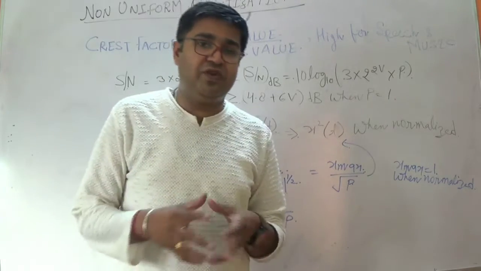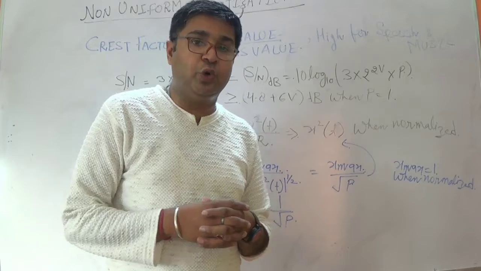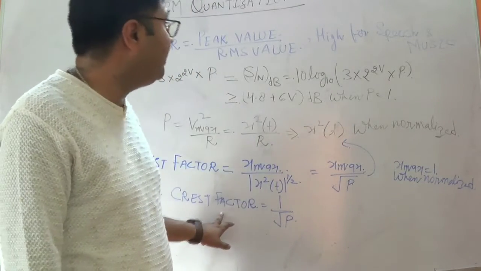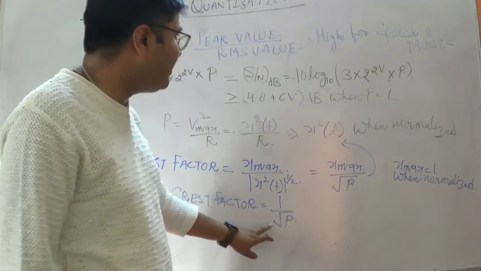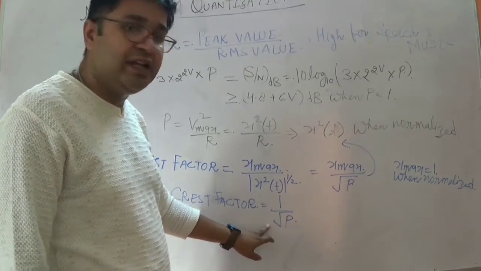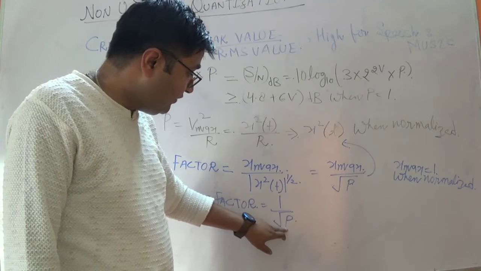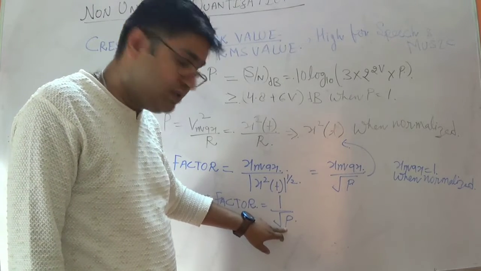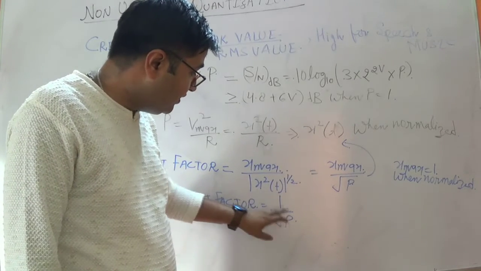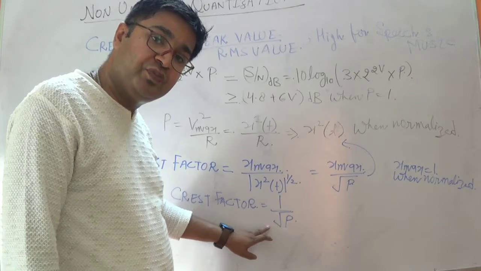Now we have this equation for the crest factor, and as we know, this crest factor is very high for speech and music. So whenever it is very high in speech and music, if this value is on the higher side, what will become of this one?